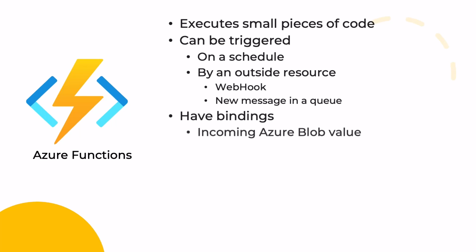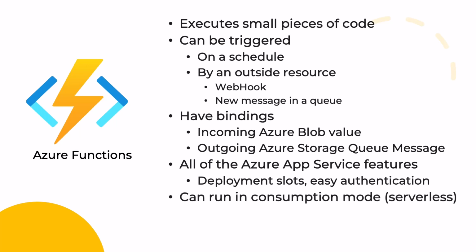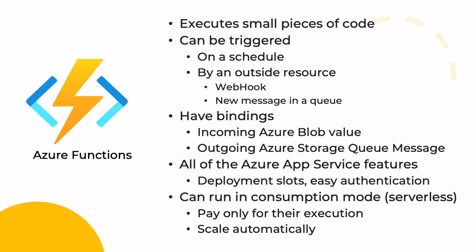So I can create a binding for an Azure storage blob that is just created, and then I can work with that blob in my code. I can also output things through bindings, like a message on a queue, without writing the code to connect to that queue. Azure Functions were originally part of the Azure App Service family, so they still have almost all features of App Service web apps, including deployment slots. Also, functions can run on consumption mode, which is serverless. This means that you only pay for them when they run, and they scale automatically.